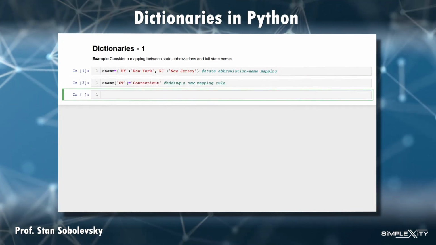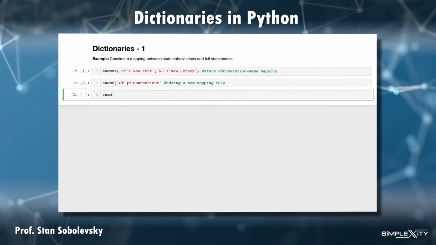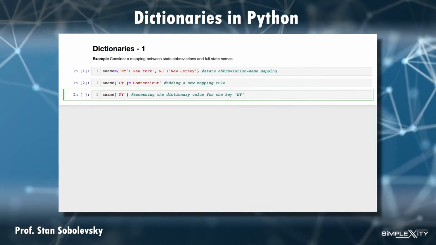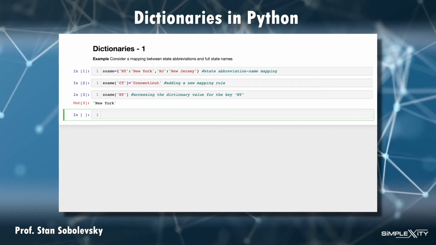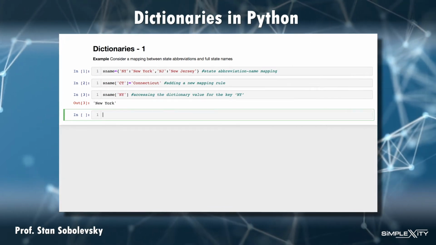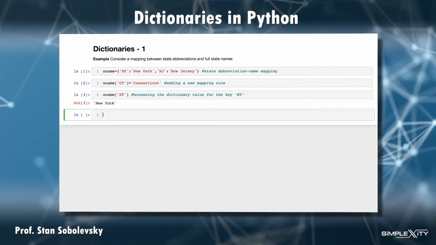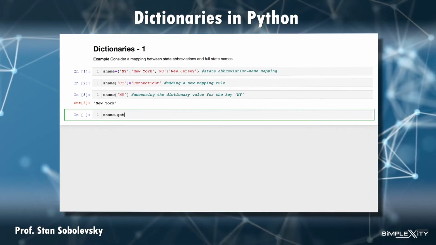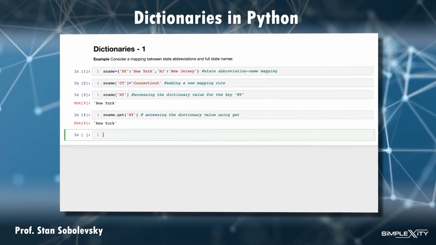And if we have an abbreviation for which we want to get the full name of the state, we can do so just like indexing an array or a list. But now the index doesn't have to be an integer, but we can use a key of any type for which we defined a mapping in the dictionary. Alternatively, we can use the method get to access the value of the dictionary corresponding to a key. It gives us the same result.